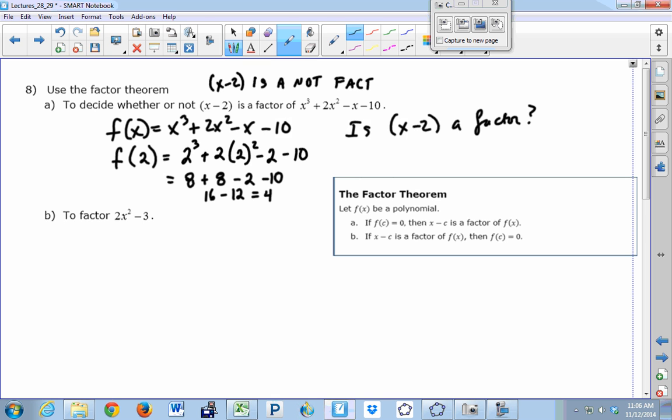since f of 2 does not equal 0. So that's how you would write your conclusion based on the information that the factor theorem gives you. Okay, so that's using part B. This uses part B of the factor theorem.